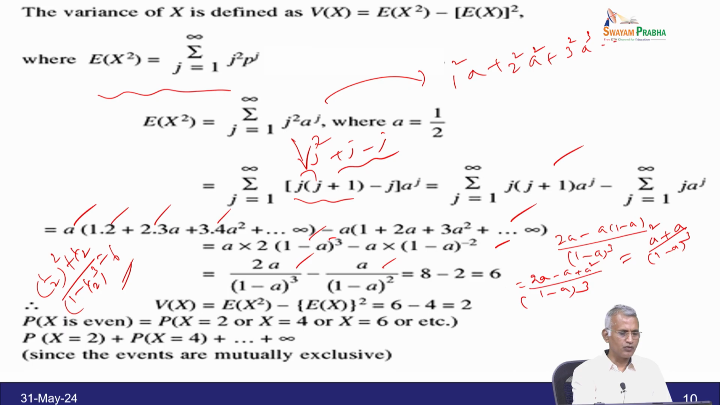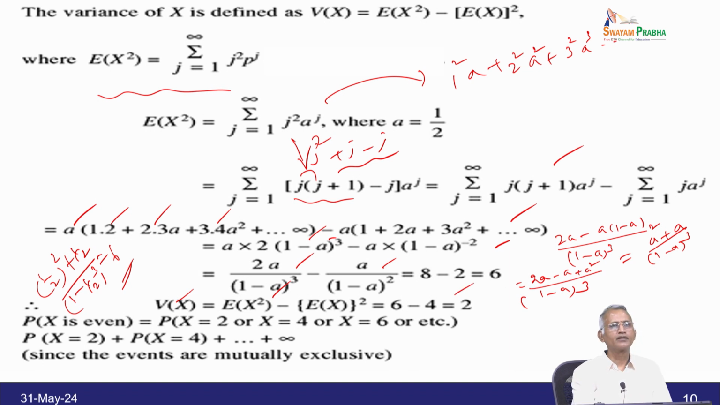The net value is 1 by 6. So, this is the meaning of expectation of x square. Now, variance of x is expectation of x square minus expectation of x the whole square. We already found out E of x. E of x is 4, E of x square is 6, subtract them and we have 2.